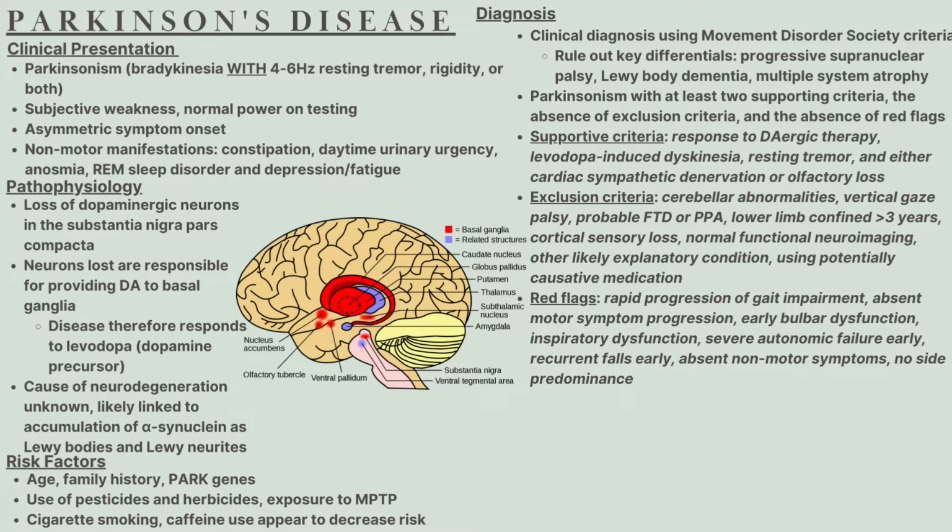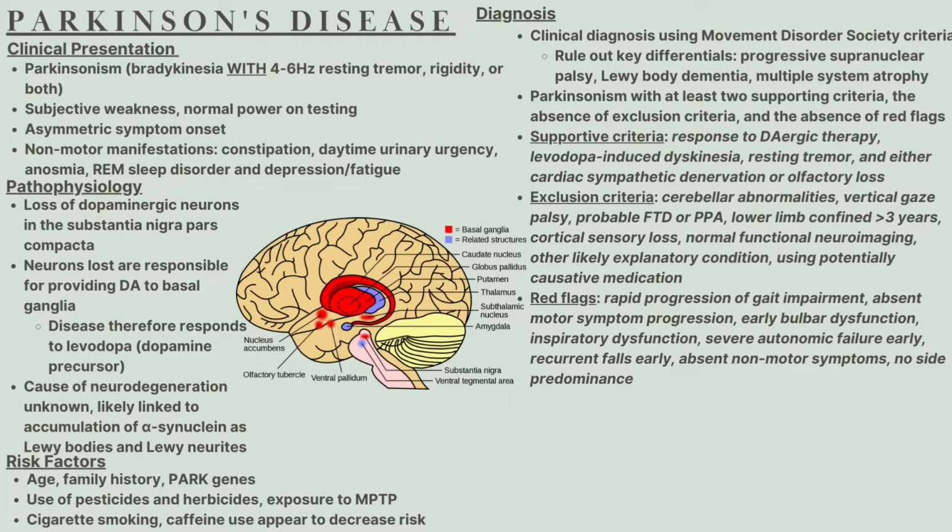The supporting criteria are, firstly, a response to dopaminergic therapy, so that's levodopa, or on the flip side, the presence of dyskinesia, that is, involuntary movements like twitches and jerks, when taking levodopa. Also, a resting tremor on examination is a supporting criterion, and positive results from at least one ancillary test. So the 2 ancillary tests are testing for either olfactory loss or demonstrating cardiac sympathetic denervation on scintigraphy. And remember, only 2 of the supporting criteria are needed to support a diagnosis of Parkinson's disease.